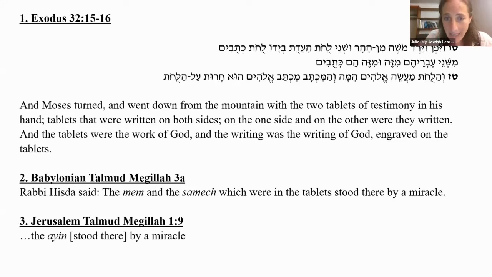Okay, we're going to come back to that, but I want to read the next 2 lines and then I'll stop the screen share. So there's a section in the Babylonian Talmud in Megillah. Rav Chizda said, the mem and the samech, which were in the tablets, stood there by a miracle. Okay, we'll come back to it to understand it. The Jerusalem Talmud Megillah says the ayin stood there by a miracle.